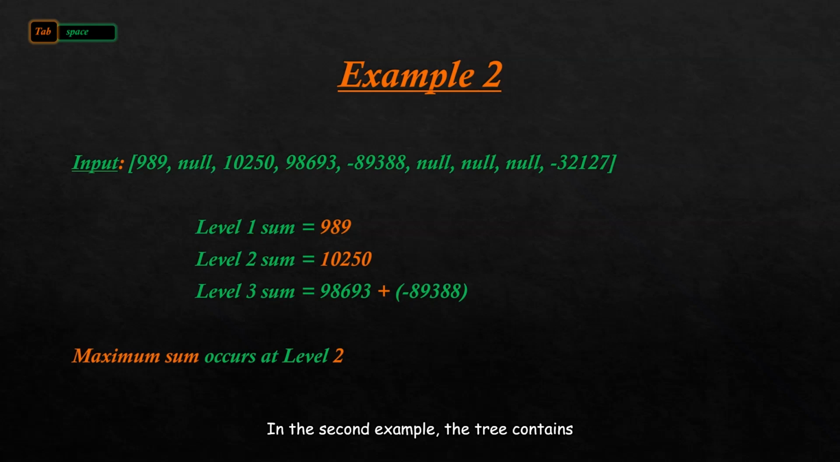In the second example, the tree contains both large positive and negative values. When we compute level-wise sums, level 1 gives a sum of 989, level 2 gives a sum of 10250. Level 3 results in a smaller value due to negative contributions. Once again, the maximum sum is found at level 2, which becomes our answer. This example highlights the importance of properly handling negative values.